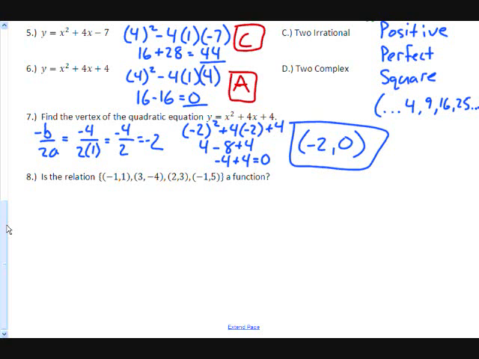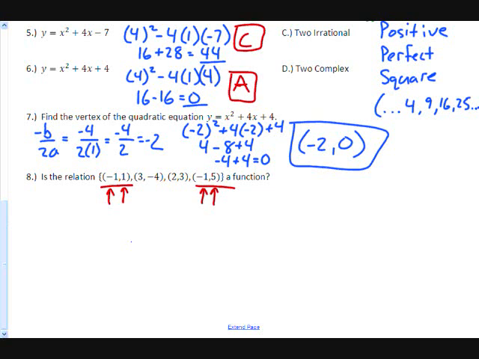It's also the vertex. For number 8, it says we want to know if the relation is a function. Remember, for a relation to be a function, every x value has to have exactly one y value. In other words, we have to make sure all the x values are being faithful to their y values. And if we look at the first ordered pair and the last ordered pair, we see the negative 1 over here with a positive 1, but then we see the negative 1 over here with a positive 5. So the x value is not being faithful to its y value. It's over here with a different y value.